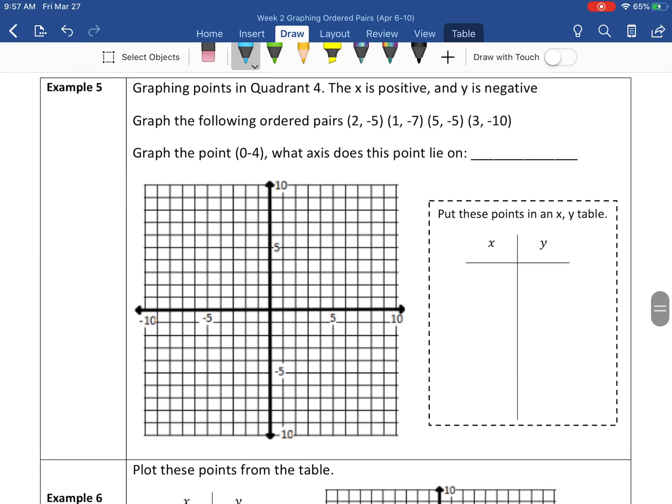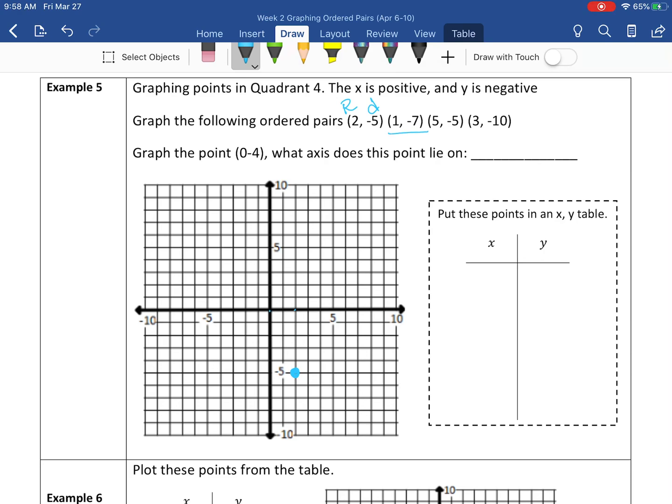All right, last one we're going to graph points in the fourth quadrant where x is positive and y is negative. So since x is positive, we're going to go to the right, and since y is negative, we're going to go down. So we want to graph the point 2, -5. So I'm going to go to the right 2 squares and then down 5 squares.